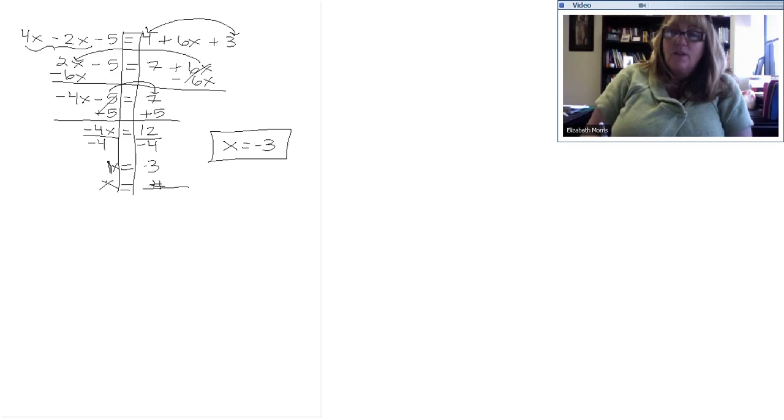And if you were to take this negative 3 and plug it in here, here, and here, you would come out with the same number on this side as on this side to show you that your answer is correct. That's how you would check it. Okay? All right, let's try another one.